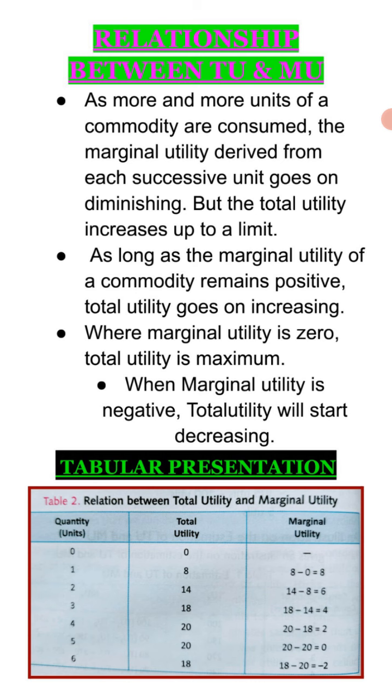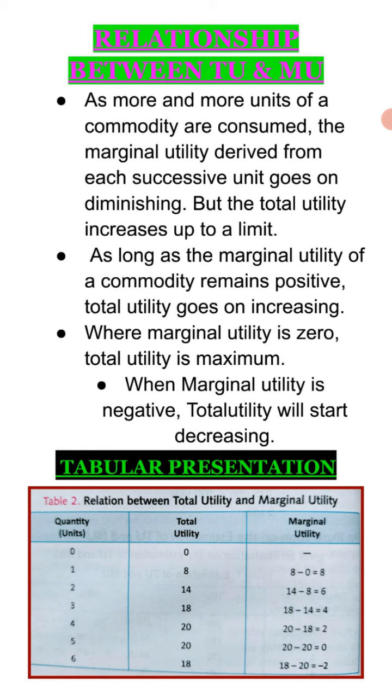Now the relationship between TU and MU is what we are going to discuss. See over here, whatever points I am discussing can be cross-checked from the table as well, okay? The very first point: as more and more units of a commodity are consumed, the marginal utility derived from each successive unit goes on diminishing. When we consume more and more units, we see that the value of MU keeps on decreasing. We can see this in table number 2. As the units are increasing, the MU is continuously decreasing: 8, 6, 4, 2, 0, minus 2.